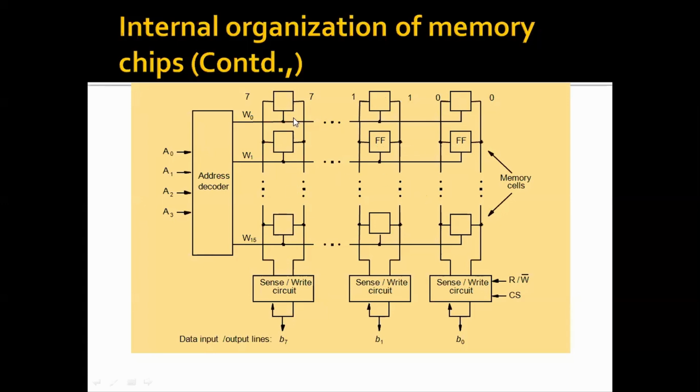All cells of a row. So here you will be having the cells. This is a cell. This is a cell. This is a cell. So all the cells of the row are connected to a common line. All these have been connected to a common line known as the word line. Then the word line is connected to the address decoder.